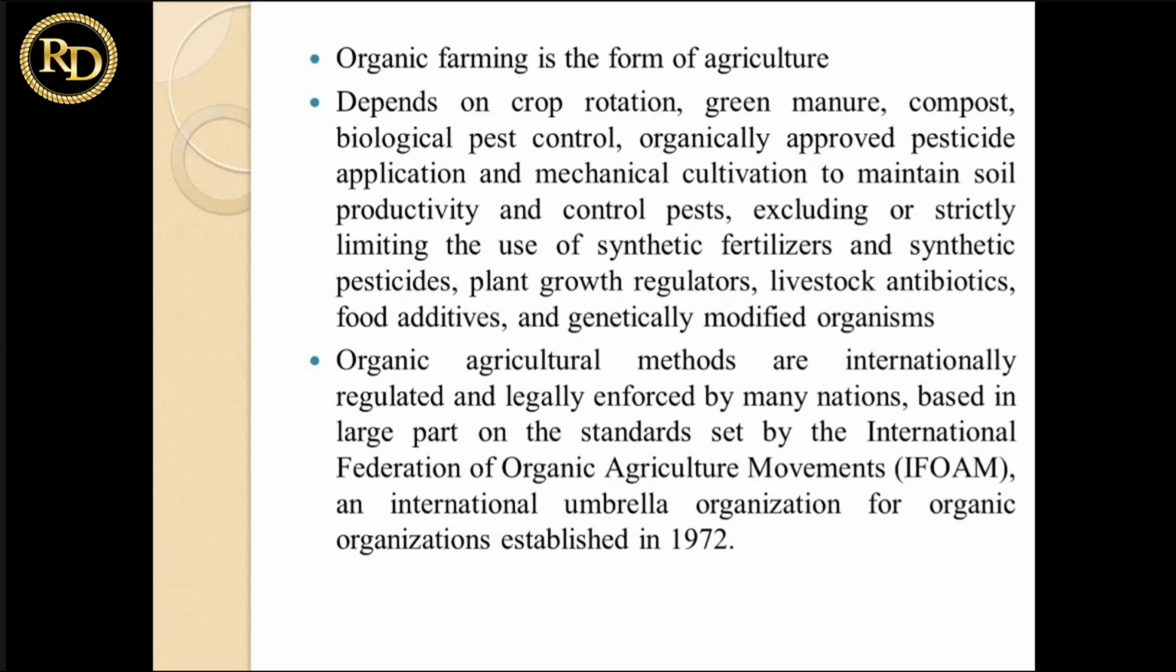Organically approved pesticide applications means that the pesticides we are going to use have been approved by a government agency and are organically approved. Then mechanical cultivation to maintain soil productivity and control of pests, excluding or strictly limiting the use of synthetic fertilizers, synthetic pesticides, plant growth regulators, livestock antibiotics, food additives, and genetically modified organisms. So these are all terms related to organic farming. So organic agriculture methods are internationally regulated.